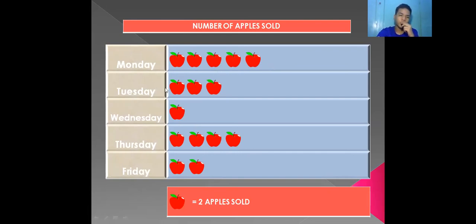And for Tuesday, we have 3 apples. So 3 plus 3 is equivalent to 6 apples. And on Wednesday, we have 1 apple. So 1 plus 1 is equivalent to 2 apples. On Thursday, we have 4 apples, and 4 plus 4 is equal to 8 apples. And on Friday, we have 2 apples. So 2 plus 2 equals 4 apples.